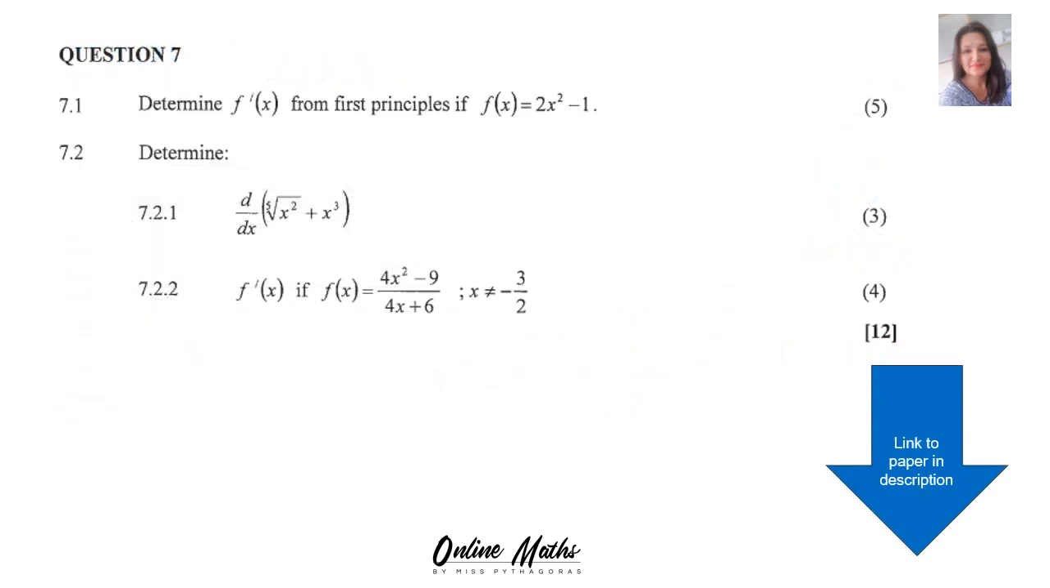Now, as you can see, 7.1 determine the derivative from first principles, and then 7.2, both of them are rules of differentiation. Again, there's also a playlist on calculus where I explain everything in detail. You will find that playlist on the home page. Let's do the question now.